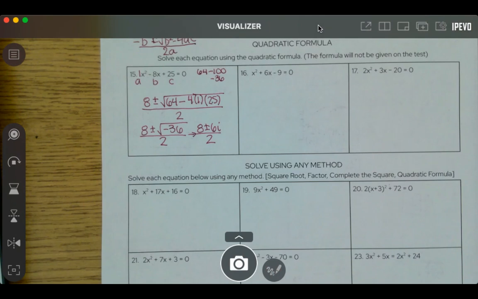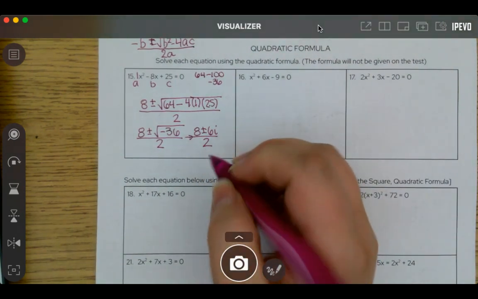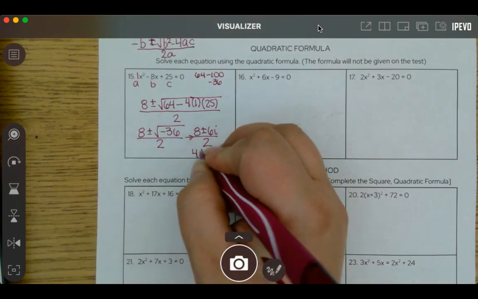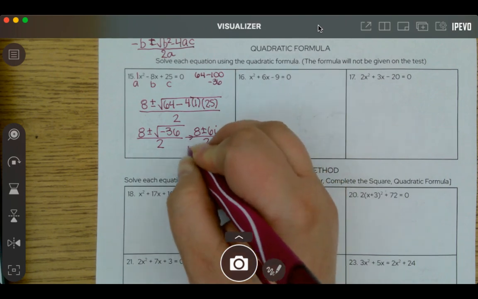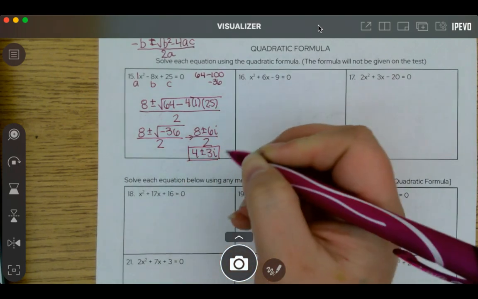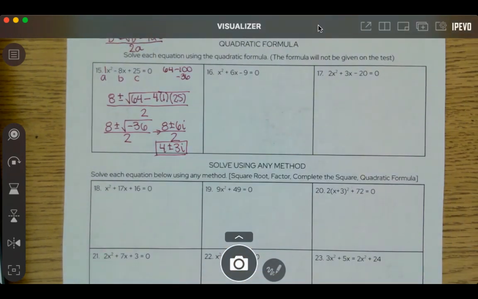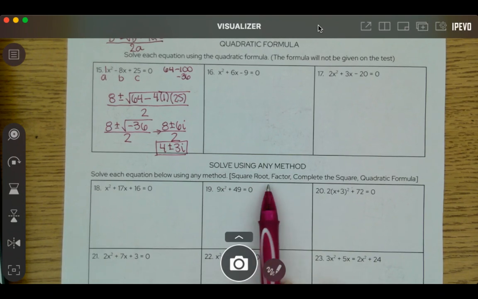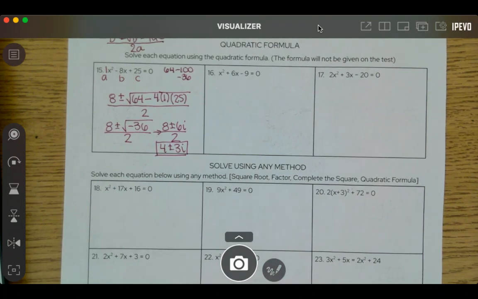Okay. There, you can divide everything on here by 2 to make it 4 plus or minus 3i. That is an option. Okay. I'm going to do one more lickety split real quick, and then I'll talk about how to do quadratic inequalities. I will briefly cover this, but this is just everything we've done combined.